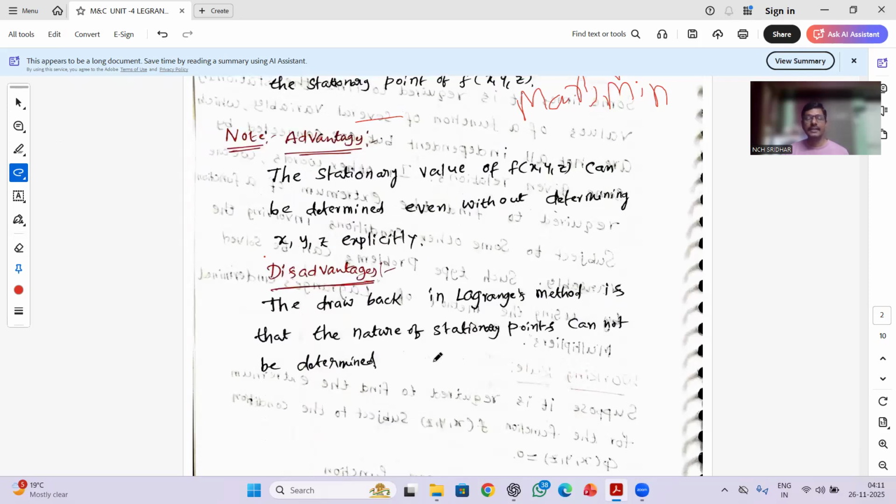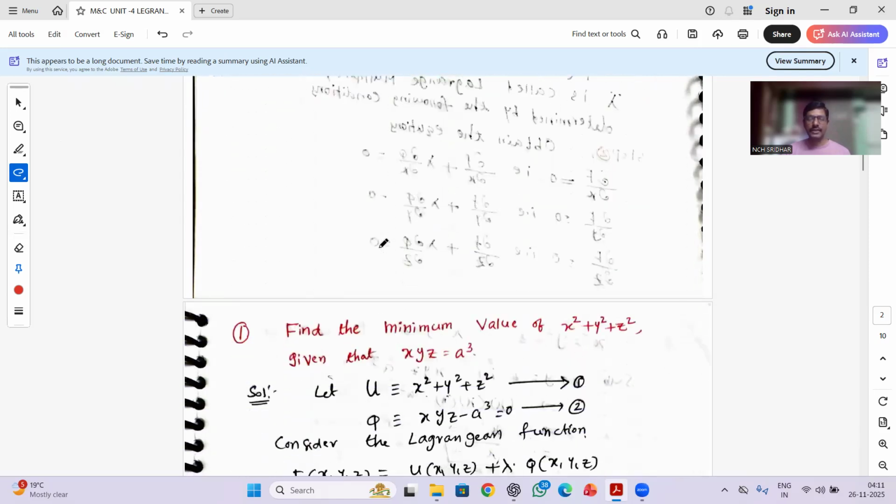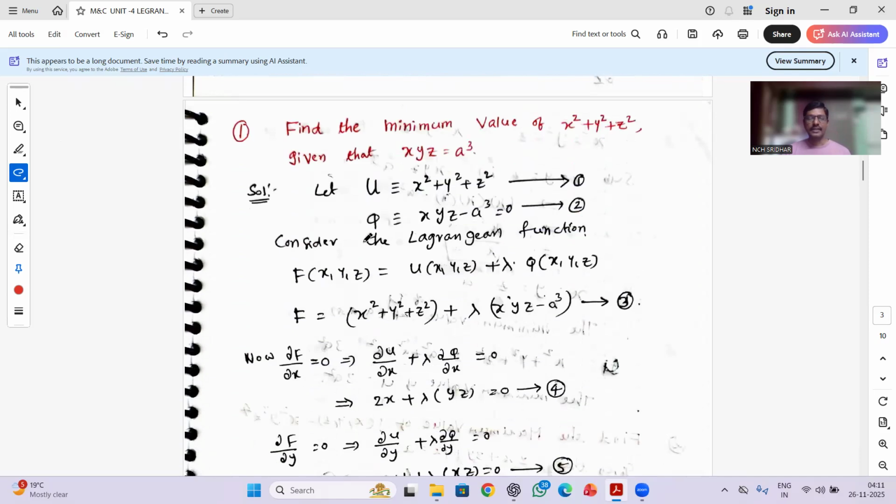We can say that the function has a maximum or minimum value at this point, but we can't say whether the function has a maximum value or a minimum value. So this is the disadvantage. And the advantage is that we can find the stationary point very easily, in the simplest manner. So that is the advantage of Lagrange's multiplier method. Now we will see one example of this method, then you can easily understand it.